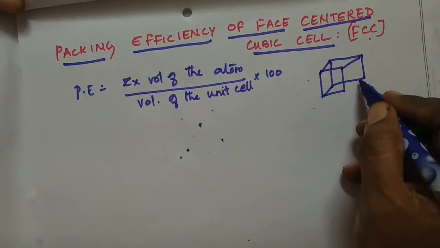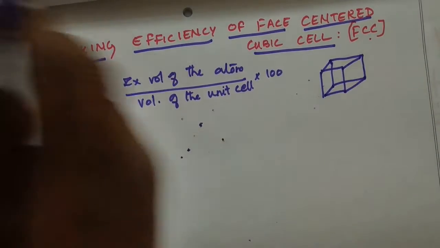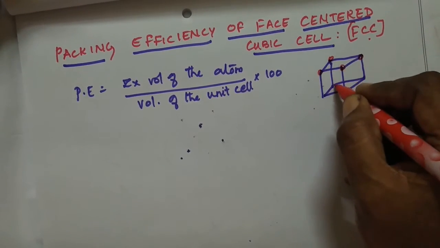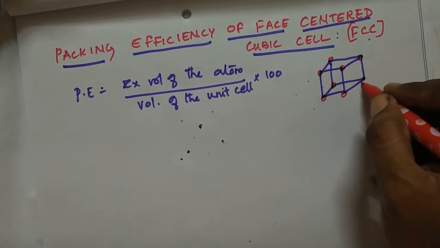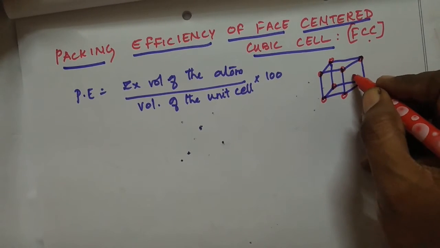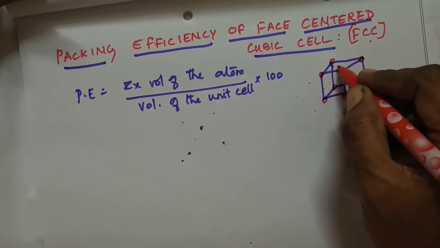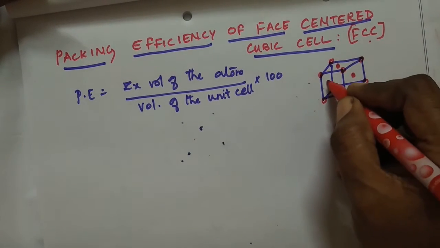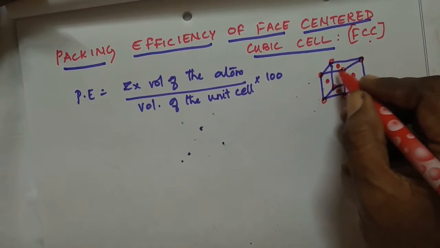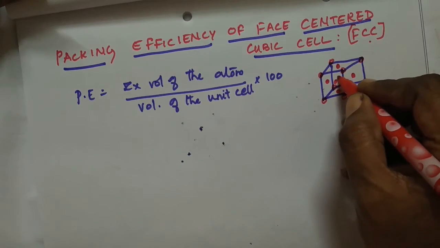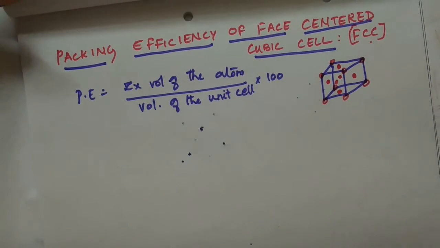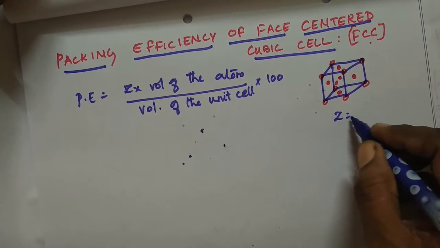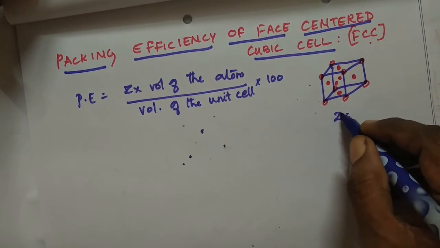See, this is face centered. So you will have atoms first in the corners, all in the corners. Then you will have them in the face centers, isn't it? So for this face here one, for this face here one, for this face, and for the front one here, and for the back one here. So totally 6 faces.